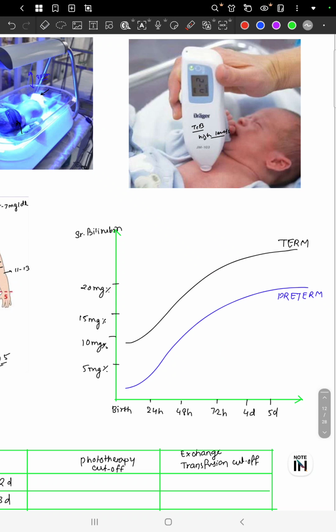The exchange transfusion: in case of erythroblastosis fetalis, where maternal antibodies are present, we go for double volume exchange transfusion, that is 160 to 180 ml per kg of blood exchanged. This is generally done when the cord hemoglobin levels are less than 10, and the cord bilirubin levels are more than 5 milligram per dl.